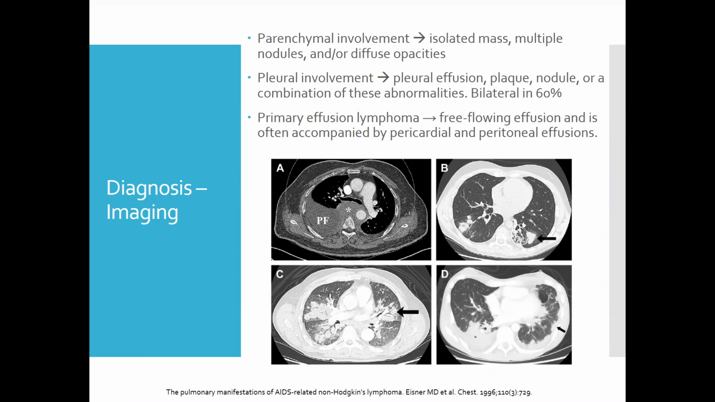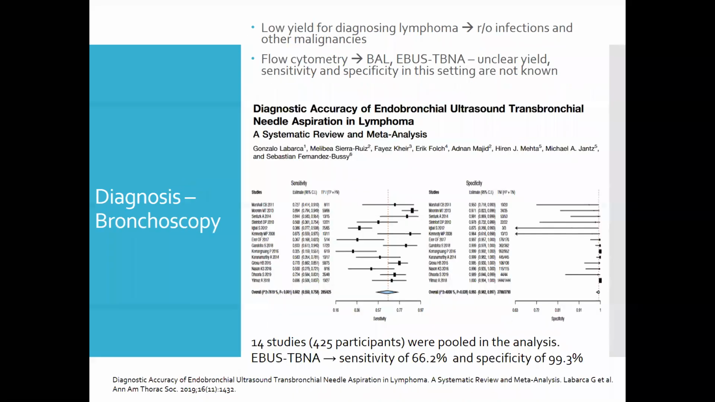Parenchymal involvement can be either an isolated mass or multiple nodules. In the first one, we're seeing significant lymphadenopathy and pleural effusions. That's another involvement. In B, we're seeing multiple nodules. In C, this is quite typical. This is typically described as lymphomatoid granulomatosis, when you have bulky multiple nodules surrounding the peribronchovascular region. And D is pleural-based nodules.